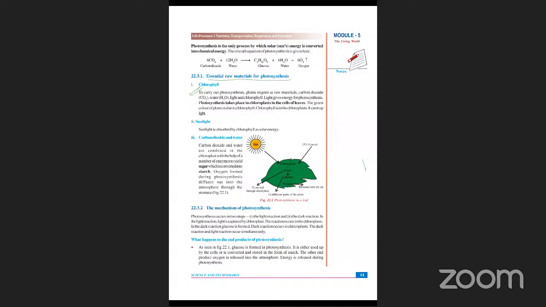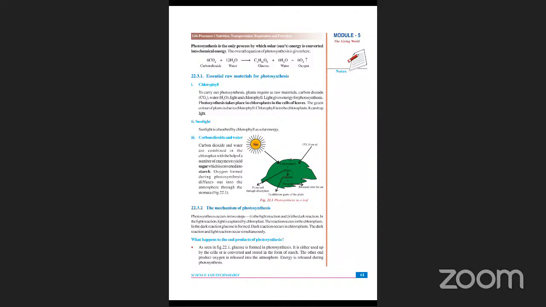Next, sunlight. Sunlight is absorbed by the chlorophyll as solar energy. They need energy to prepare their food. Third point: carbon dioxide and water are combined in the chloroplast with the help of a number of enzymes to yield sugar, which is converted into starch. Oxygen formed during photosynthesis diffuses into the atmosphere through the stomata.